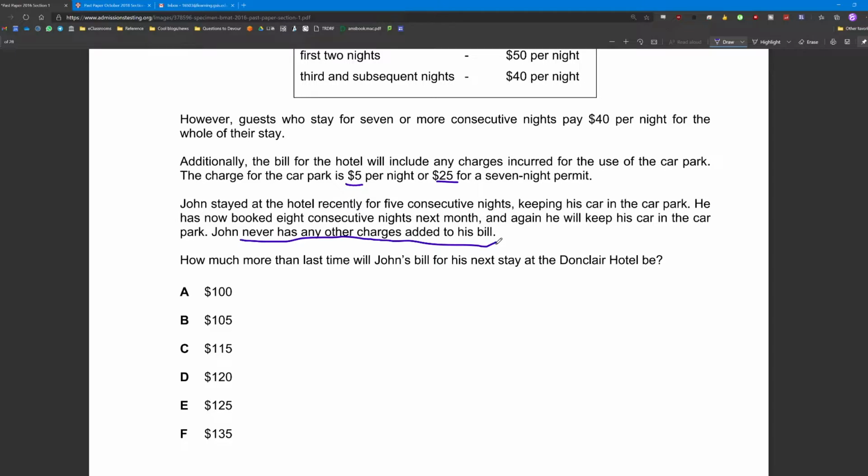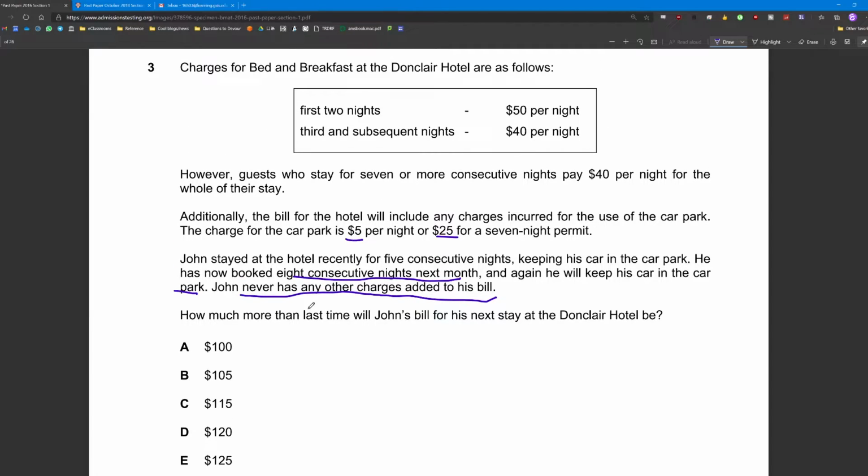John never has any other charges added to the bill. He's booked 8 consecutive nights, and again will keep his car in the car park. Okay, so how much more than last time will John's bill for his next stay at the Donclair Hotel be? So you have 8 car park days versus 5 car park days, and 8 nights versus 5 nights.